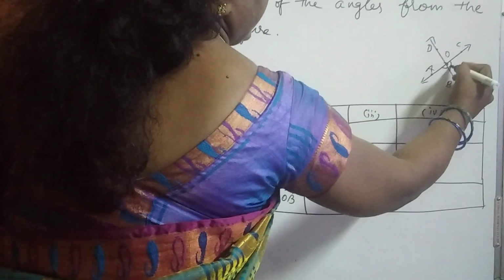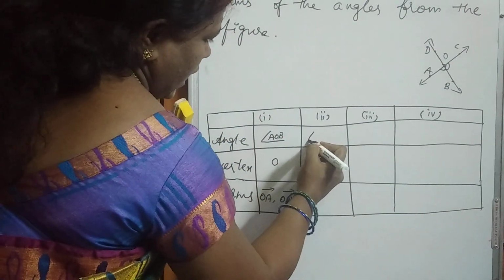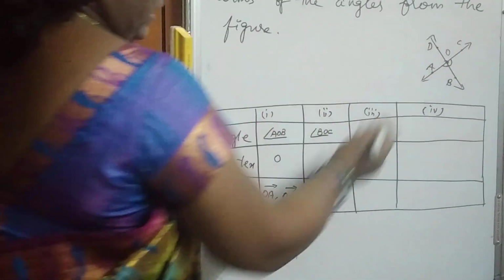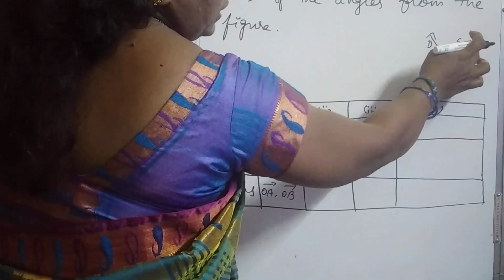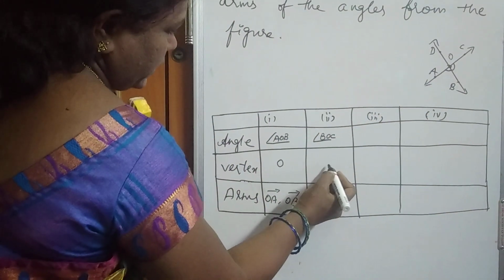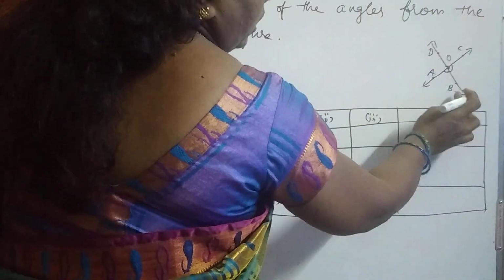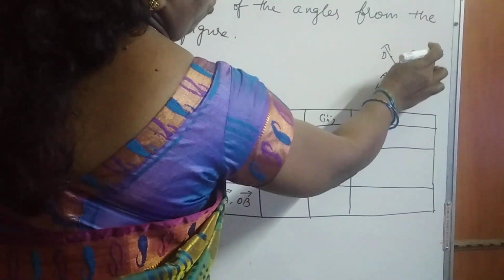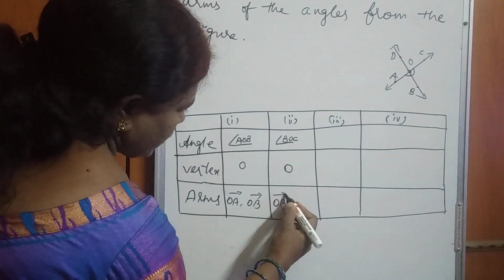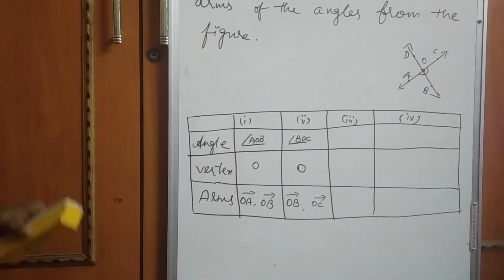It is given already in the table. Now the second angle is angle BOC. BOC is the second angle. What is the vertex formed with the common point? O is the vertex. What are the arms here for BOC? OB is one arm and OC is other arm. So OB ray, then OC is the other ray.